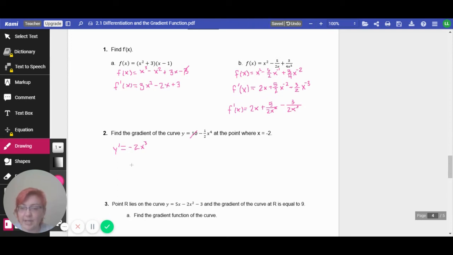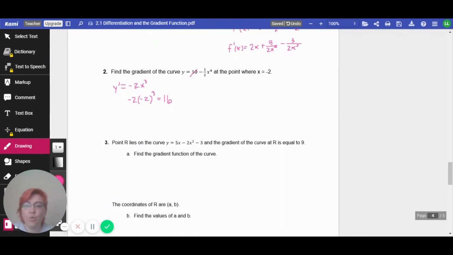Let's evaluate that at negative 2. So I have negative 2 times negative 2 cubed. Alrighty. Negative 2 times negative 2 cubed is 16. So the gradient of the curve at x equals negative 2 is 16, or 16 over 1.